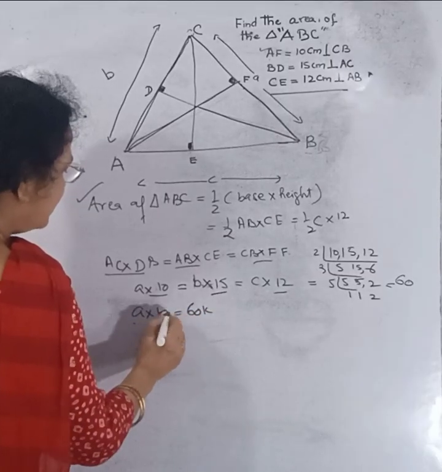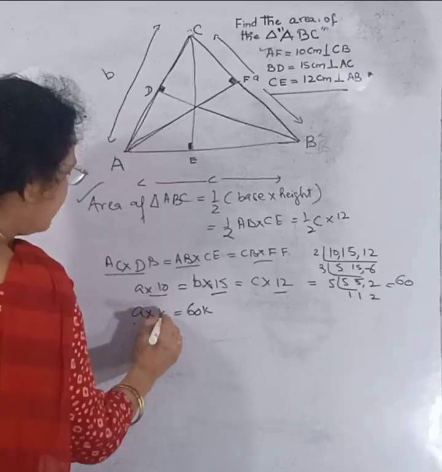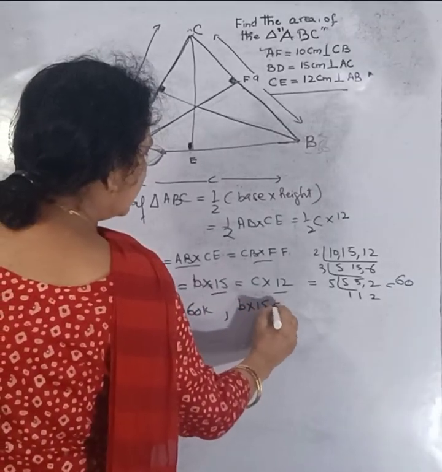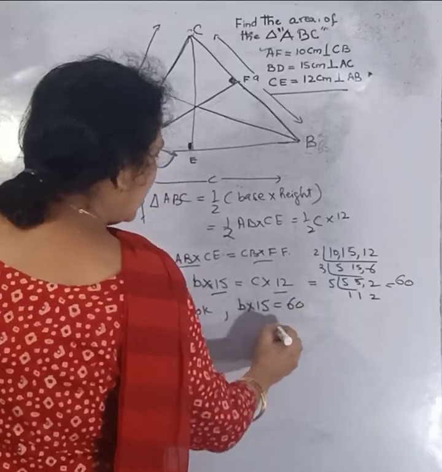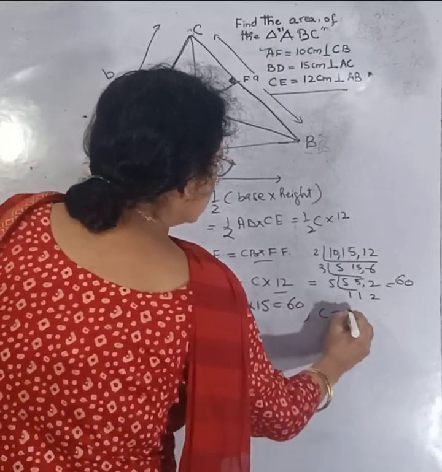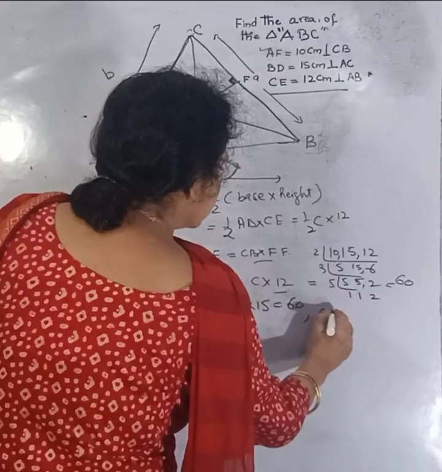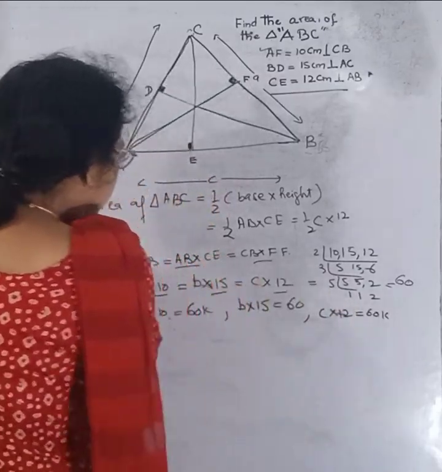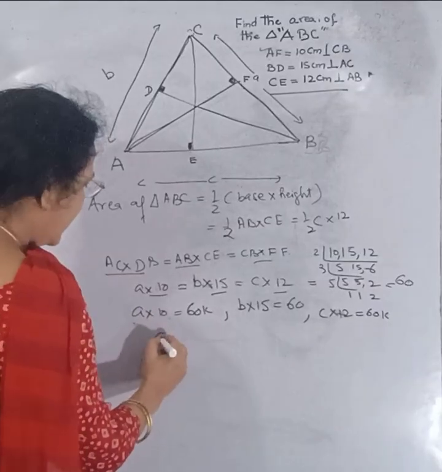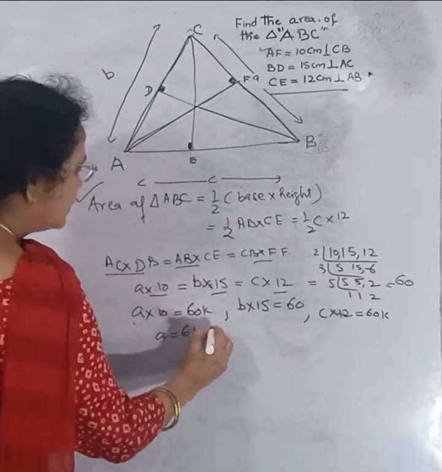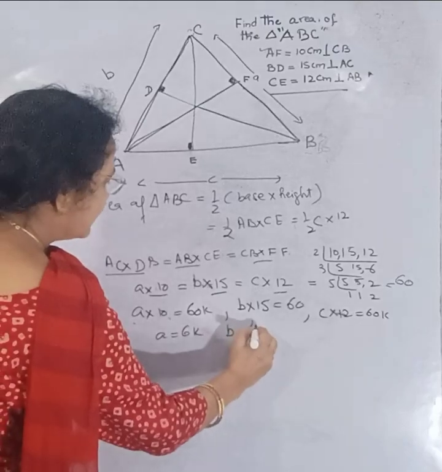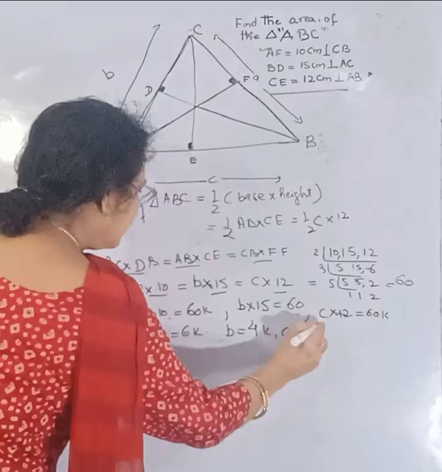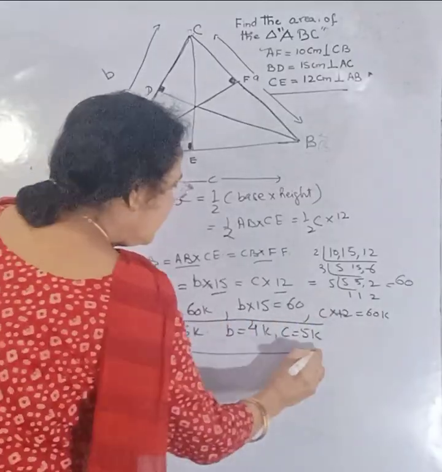It means A into 10 is equal to 60k, or B into 15 is equal to 60k. A constant has been taken, and C into 12 is equal to 60k, sorry. So it means we can write A is equal to 6 times k, B is equal to 4 times k, and C is equal to 5 times k. These are the values of the sides.